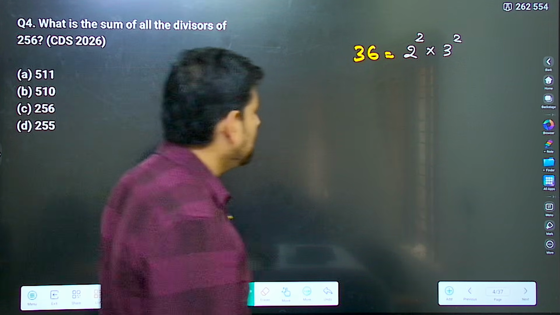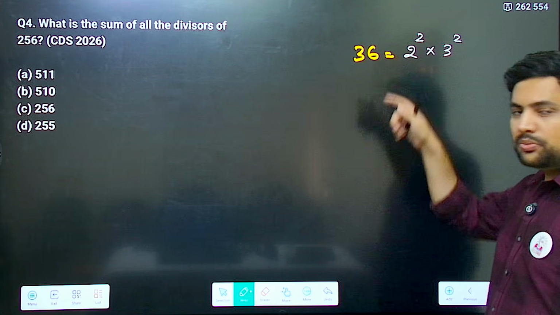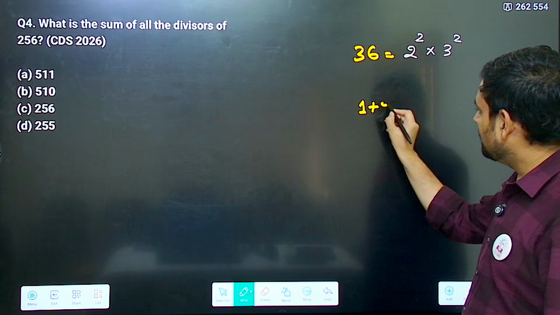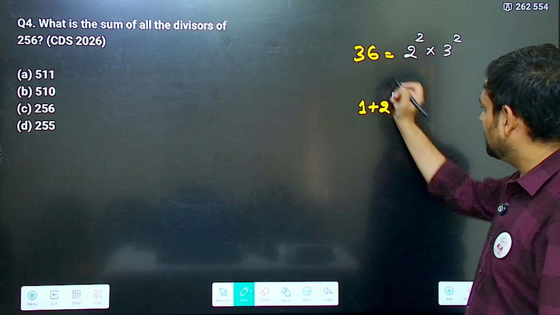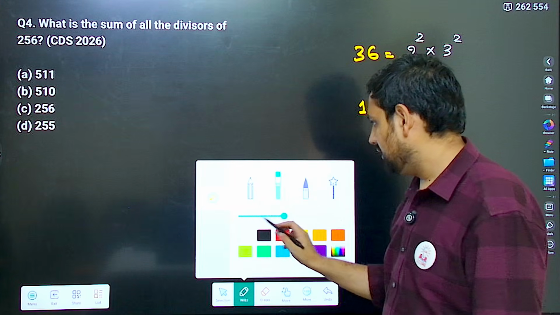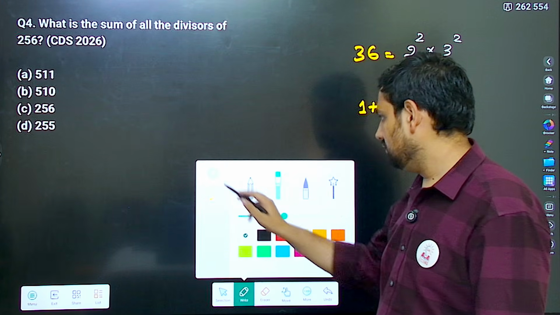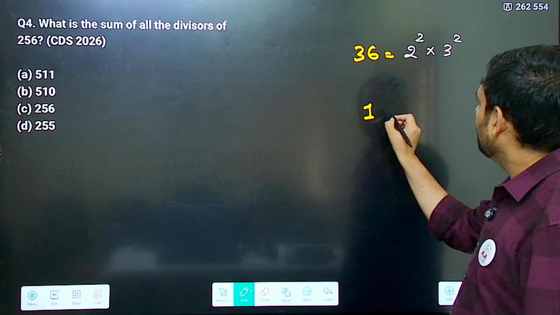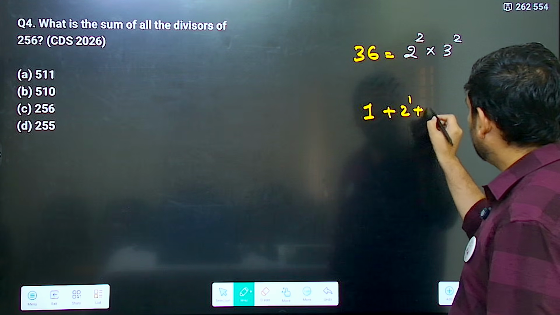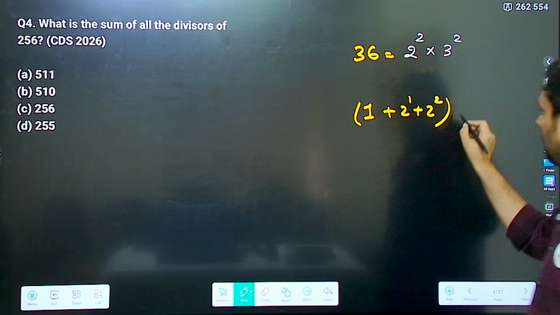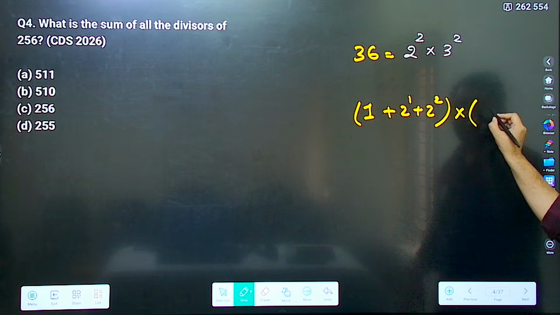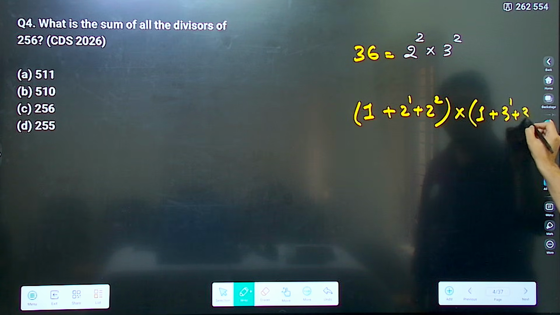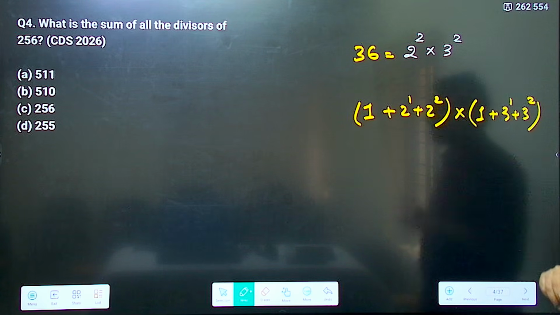what you have to essentially do, here it is 2 power 2. So what you have to write? You have to write till 2 power 2. So 1 plus 2 power 1 plus 2 power 2, into 1 plus 3 power 1 plus 3 power 2. This is what you do.